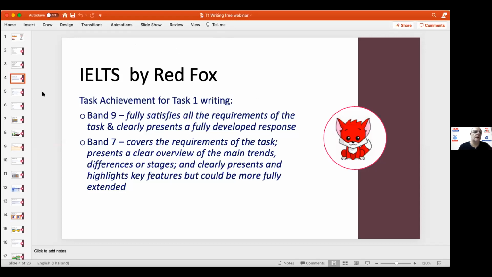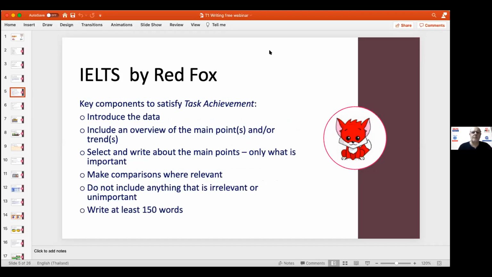So, the key components that leads us into this part of the talk. What do we need to satisfy the task achievement score? The first thing we need is to correctly introduce the data. So to tell the examiner exactly what your report is about. And of course, we get that information from the question wording and the data and elements that you see on the chart, table, plan, or what have you.